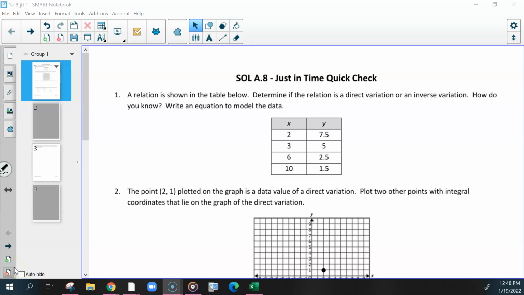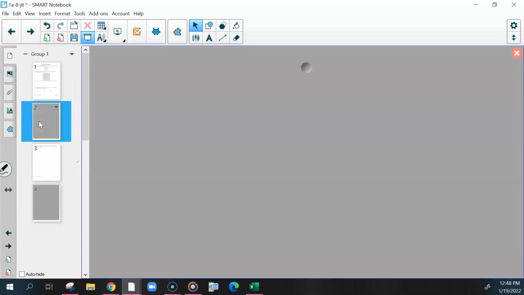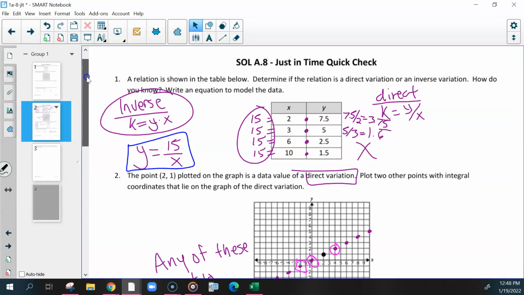Okay, so I'm going to show the answers and talk through them. Just follow along. For number 1, they asked to determine if this was a direct variation or an inverse variation.